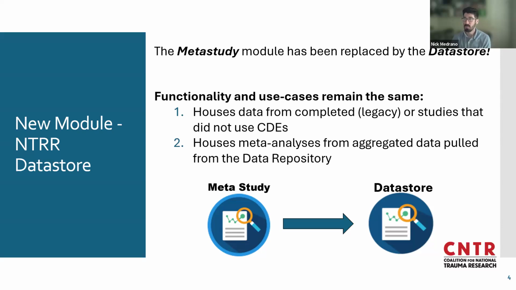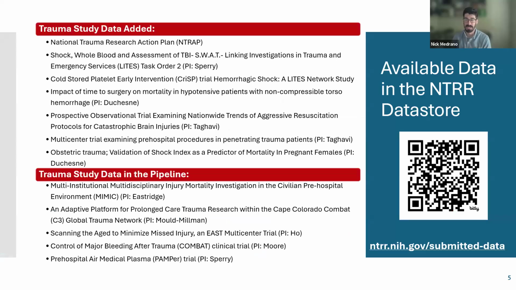The other type of data would be meta-analyses that are from aggregated data pulled from the data repository. So in the data repository, you have the ability to query data sets and aggregate them and then conduct further analyses. And the idea is that the data store would then house that data. So that is the data store. And today we'll be talking about first, what type of data is in there now and what type of data is in the pipeline to get added.